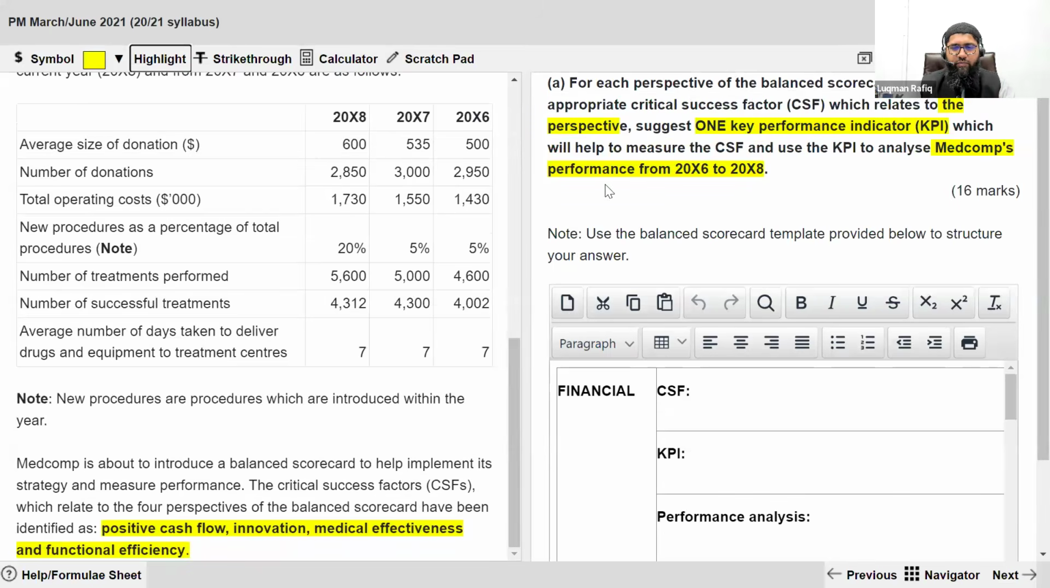Then it says, suggest one KPI which will help to measure the CSF and use the KPI to analyze Medcom's performance for 2006, 7, and 8. Now let me just guide you through that. How would we do that?